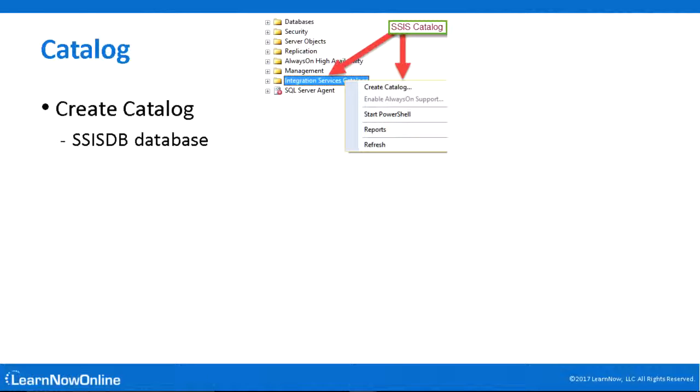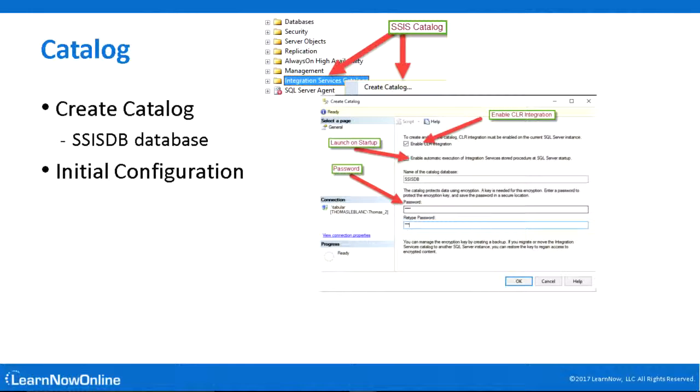The SSISDB catalog database will be created through this path. The configuration is very important for busy systems, though the wizard does give you some defaults. But the first thing needed is enabling CLR on the instance. You can have an Integration Services stored procedure launch on SQL Server startup if needed, but it's not a requirement.